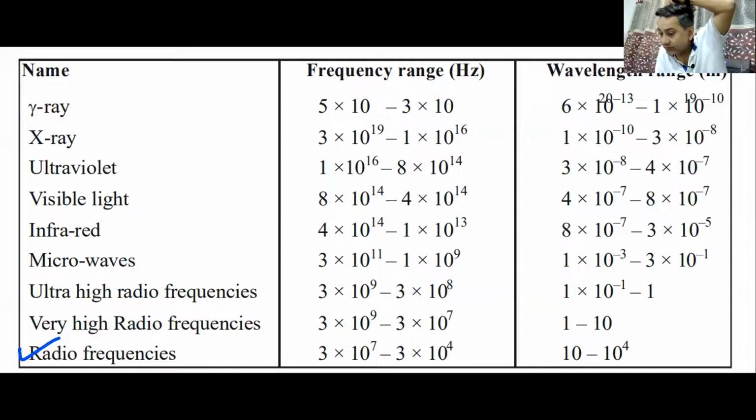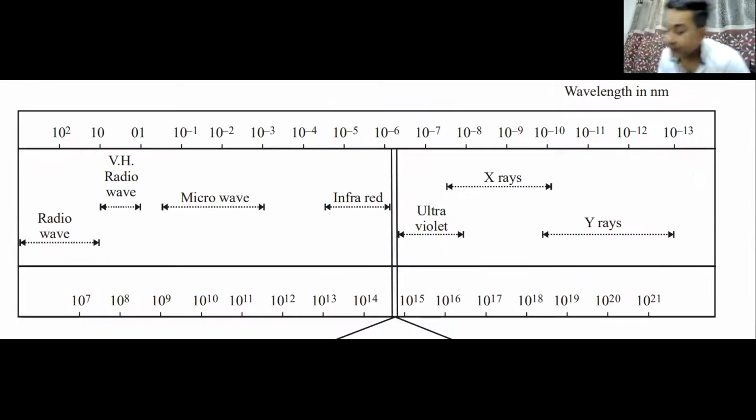Radio frequencies, V is equal to F lambda, remember? V is equal to F lambda. I hope you remember this. So you can arrange them in increasing order of wavelengths or order of their frequencies. I think there is something wrong in the table. So this is the correct table that you must remember.